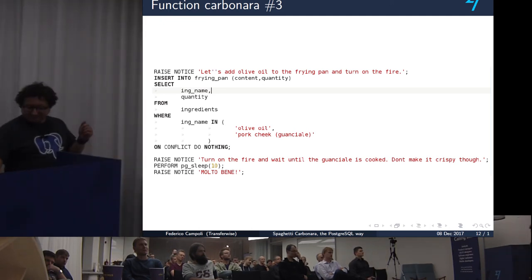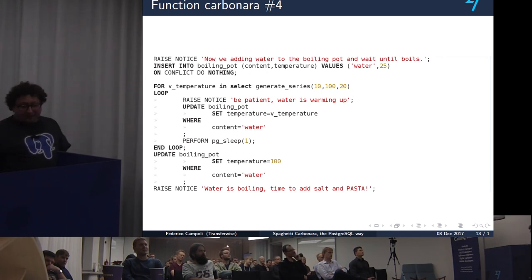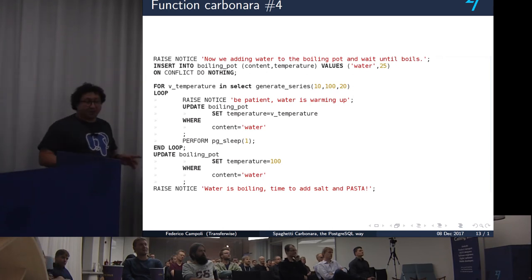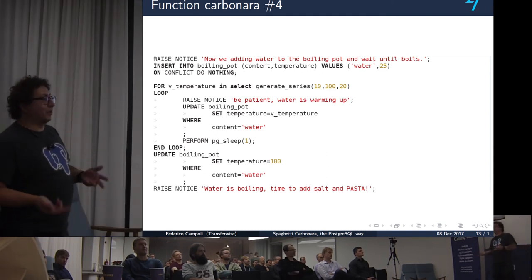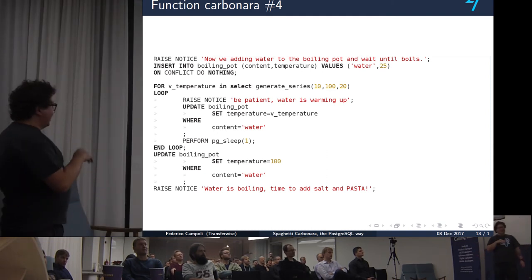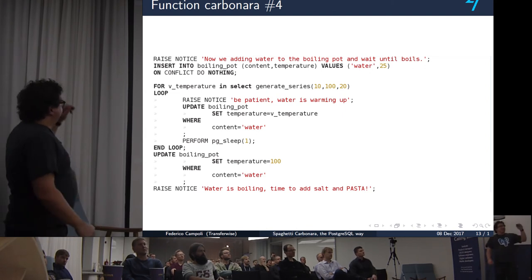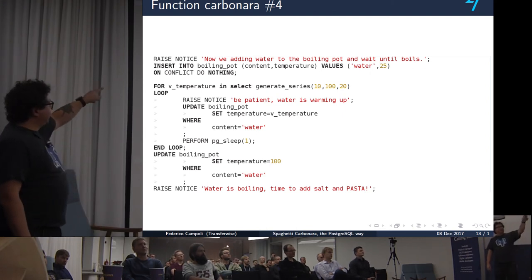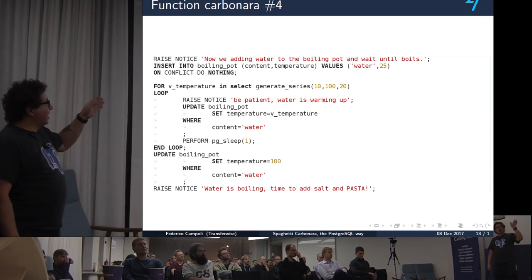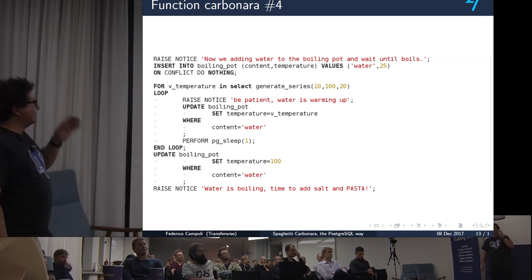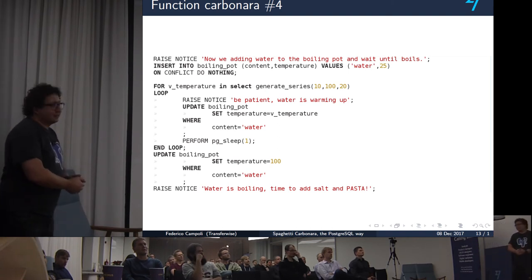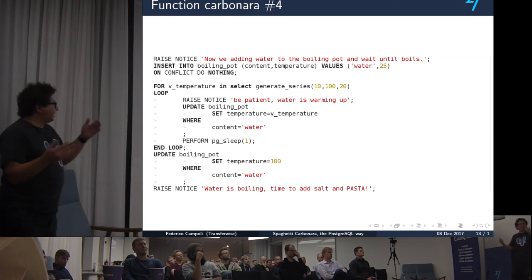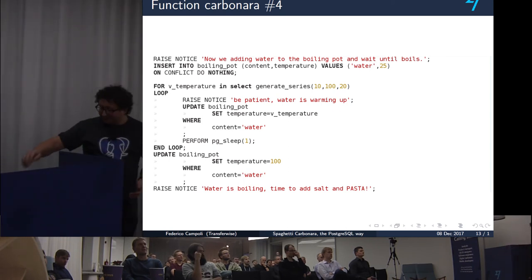Now we add the water and wait until it boils. We don't add salt until it starts boiling. There's a simple reason, I will explain later. So for each temperature in select generate_series from 10 to 100, step 20, be patient, the water is warming up. When it reaches 100 degrees, the water is boiling, let's add salt and pasta.